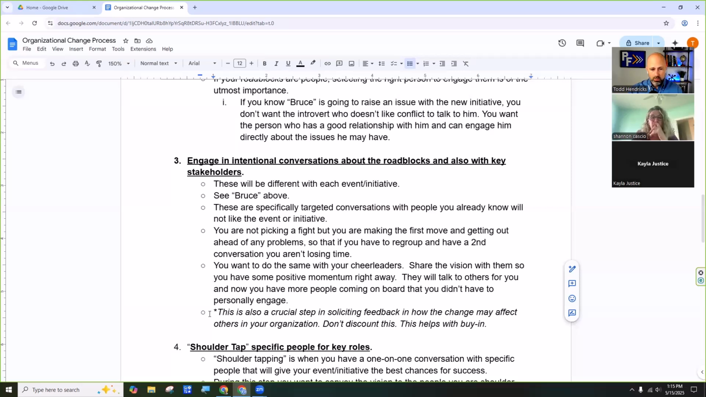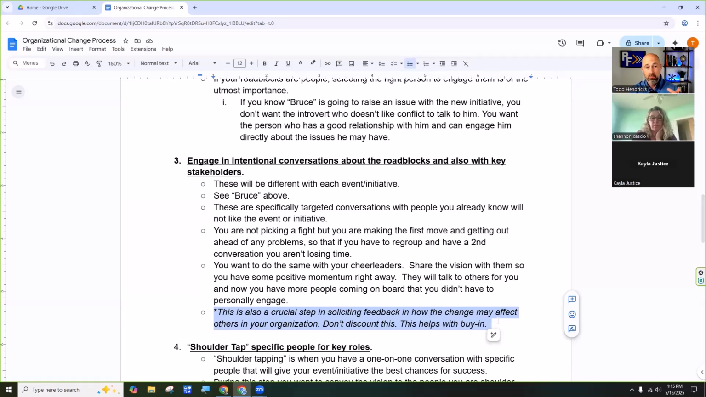You also, this is a crucial step right down here. You want to solicit feedback and how this change may affect others in your organization. So when you're talking to Debbie and Bruce and Brian, you want to get their feedback, because these are people who are going to be working with you and they're not you. And that's important. They're going to have different insights and different angles to look at things that you are not seeing things from.